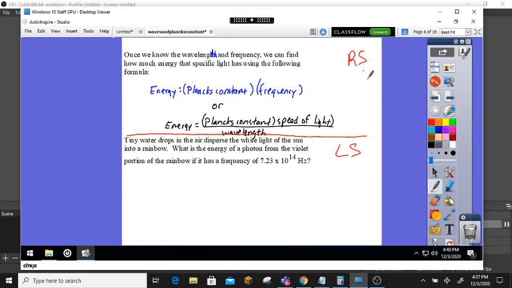So copy this on the right side and on the left side. Once we know the wavelength and the frequency, we can find how much energy that specific light, or electromagnetic wave, or radio wave, or microwave has using the following formula. So we can tell what type of energy it is. Energy equals Planck's constant times frequency, or we can use this other formula, which is Planck's constant times the speed of light divided by wavelength.